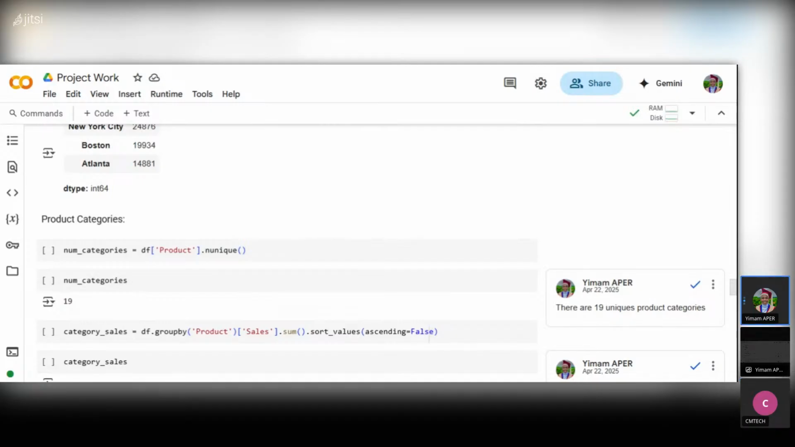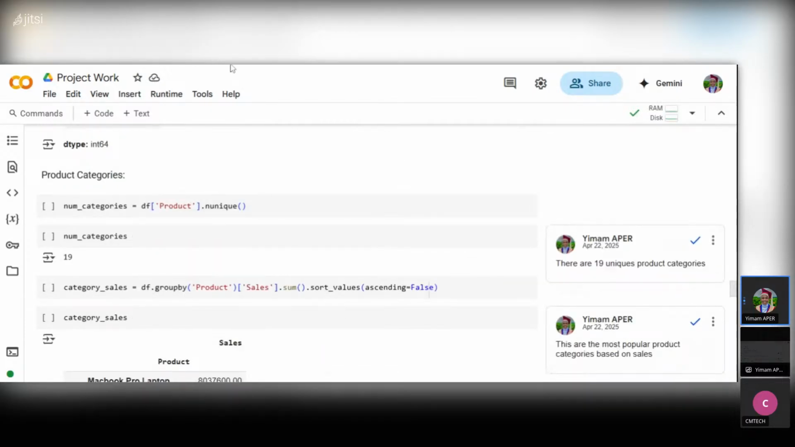How many unique product categories are there? So, number of unique categories equals DF product. There were 19 unique product categories. Then there are 19 unique product categories. That's the meaning.